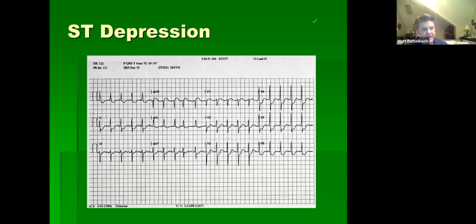So you can have ST depression in multiple leads. But remember, ST elevation in all leads or multiple leads is more likely pericarditis. So good. All right. Next up is Keith.